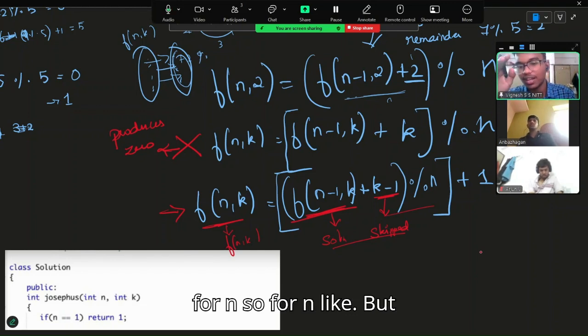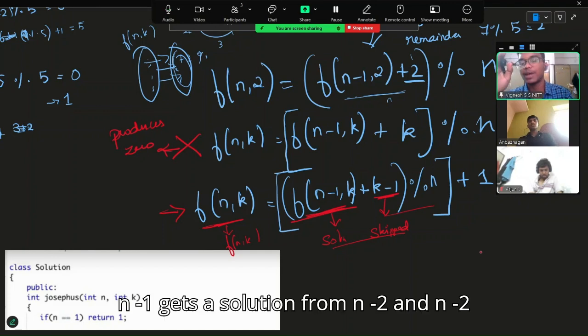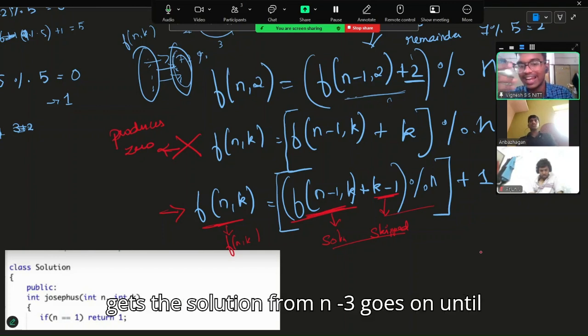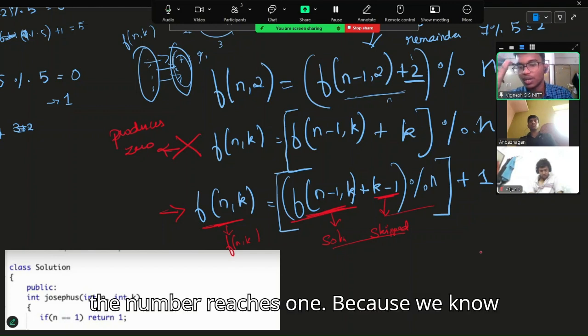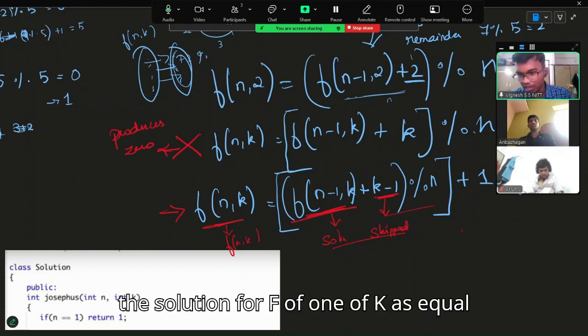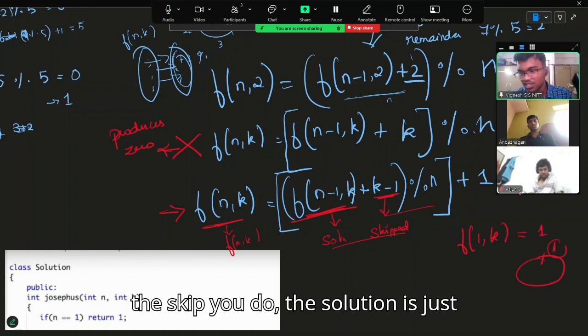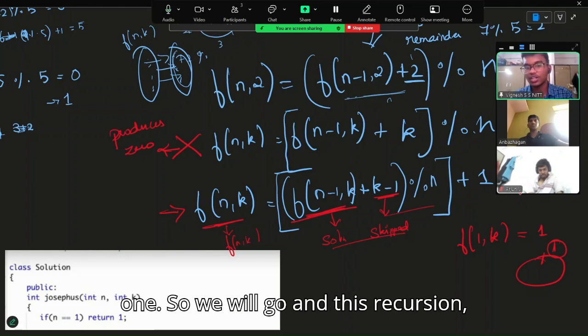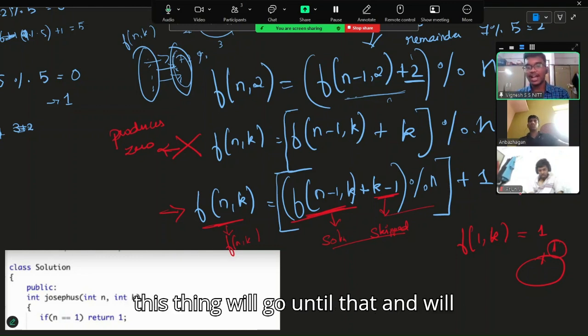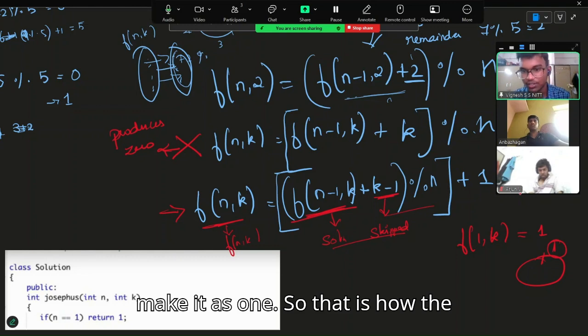But n minus 1 gets a solution from n minus 2, and n minus 2 gets a solution from n minus 3. It goes on until the number reaches 1, because we know the solution for f of 1 k is equal to 1. When there is only 1, whatever skip you do, the solution is just 1. So the recursion will go until that. That is how the solution works.